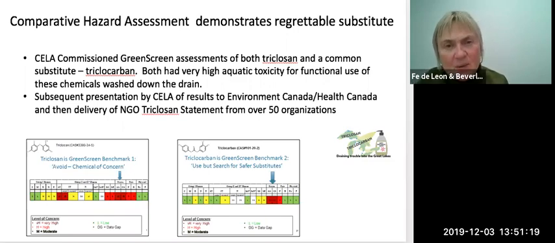Subsequent presentations by CELA in Ottawa to Environment Canada, Health Canada, and then supplemented with a delivery of this NGO triclosan statement from over 50 organizations. I'm sure many of you on the phone signed this. It really tried to push a precautionary substitution response from the government. What was the upshot? Next slide.